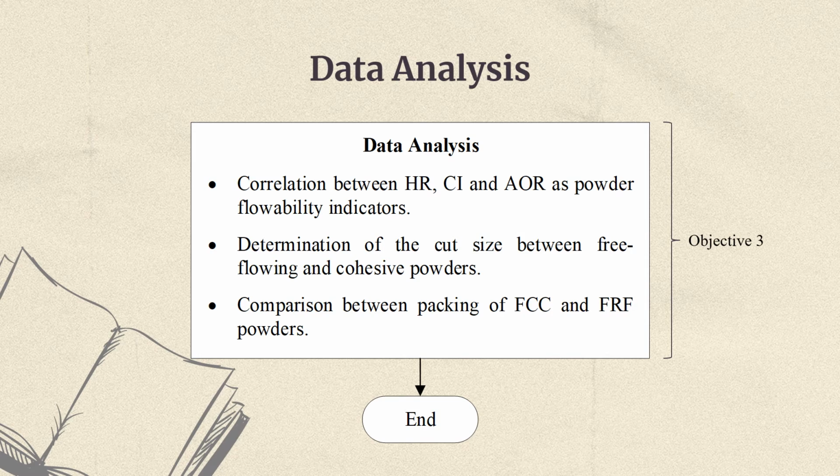To achieve Objective 3, the data analysis was carried out to determine the correlation between HR, CI, and AOR as powder flowability indicators, the cut size between free-flowing and cohesive powders, and the comparison between the packing of FCC and FRF powders.